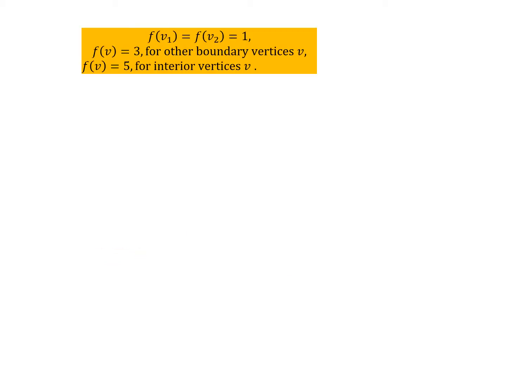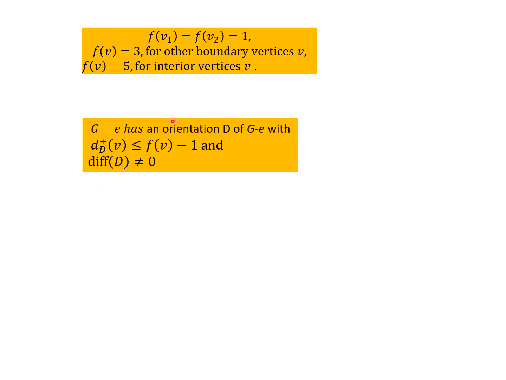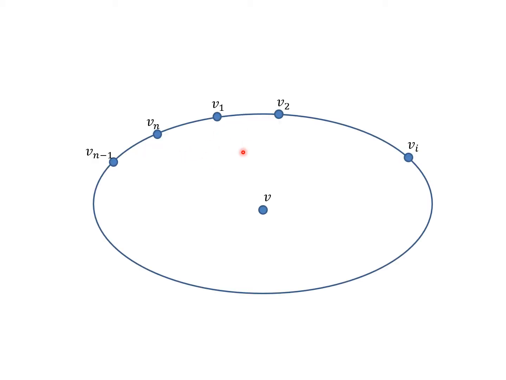Again, we're going to do this. Okay, so this is what I said. If you remove this edge e, you can find an orientation so that for every vertex, the out-degree is at most f(v) minus 1. The out-degree condition is that this one is 0, that means there's no out-degree. This is 0, there's no out-degree. Remember, this edge is going to be removed. We're not going to orient it. And for an interior vertex, the out-degree is at most 4, and for other boundary vertices, the out-degree is at most 2. So that's the out-degree condition.